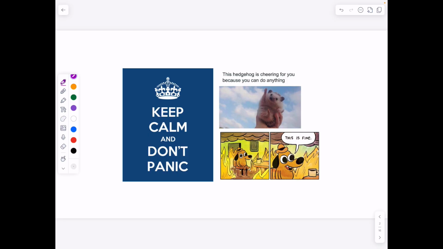I think this particular set of material for this second exam is a little bit diabolical. So, keep calm, don't panic. You can do this. We have this little hedgehog cheering you on, and this is fine. We'll make it through it. All right, so, do your best.